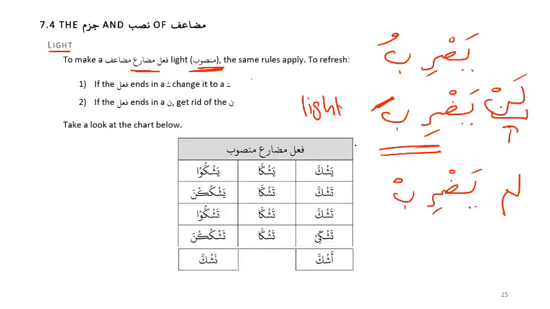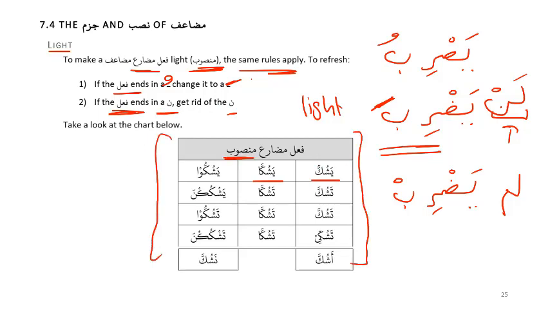So the question now is, if we have yashukka and want to make it majzoom, what do we do? The answer is that the same rules apply. If the verb ends in a dhamma, that becomes a fatha. If the verb ends in a noon, we get rid of the noon. So this is actually nothing new. Hopefully you recognize that this is no different from what we studied.